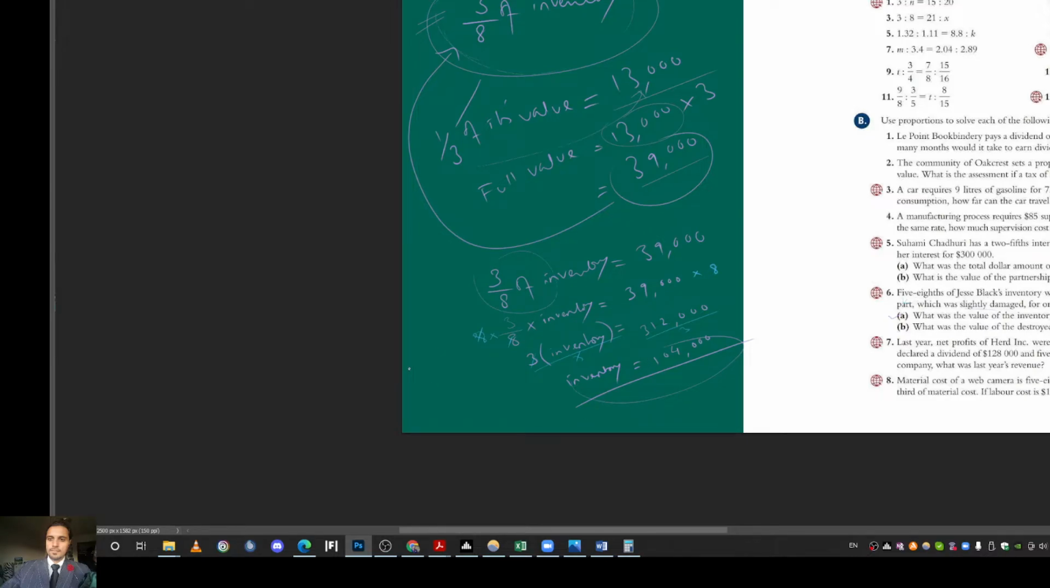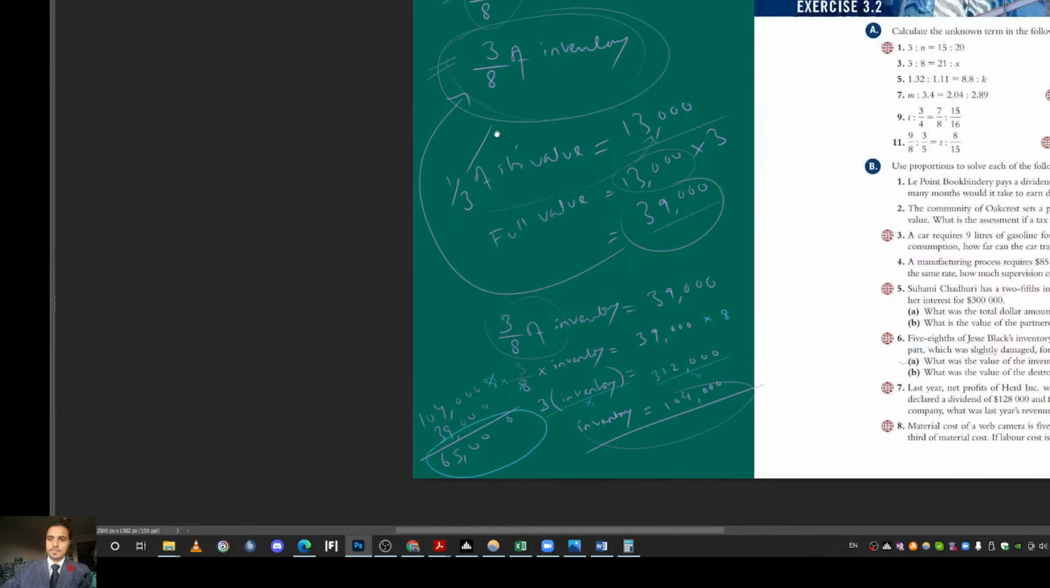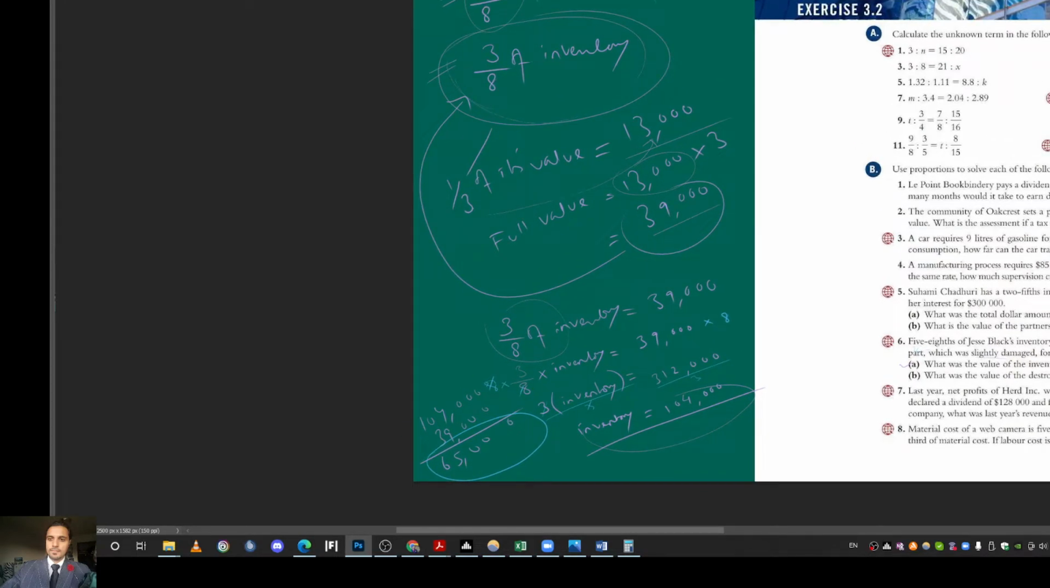That would just be 104,000 minus 39,000. So that's going to be 65,000. So 65,000 was the value of the 5/8 of the inventory. That is the inventory that was burnt in the fire. 39,000 was the value of the inventory that wasn't burnt in the fire. And $104,000 is the total value of the inventory.